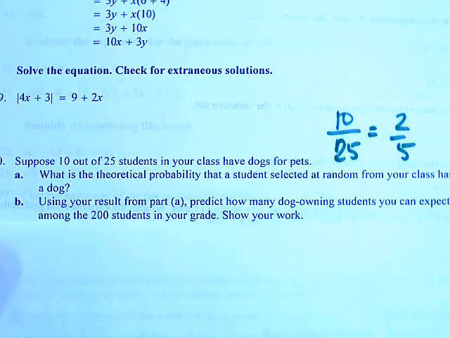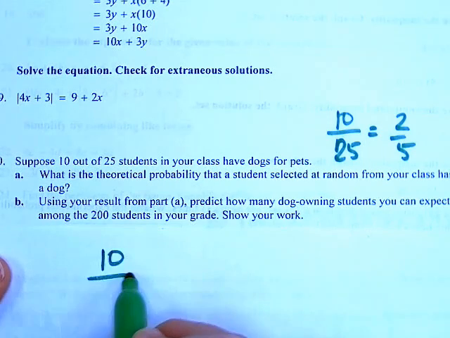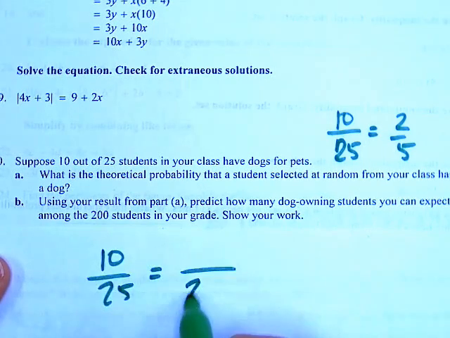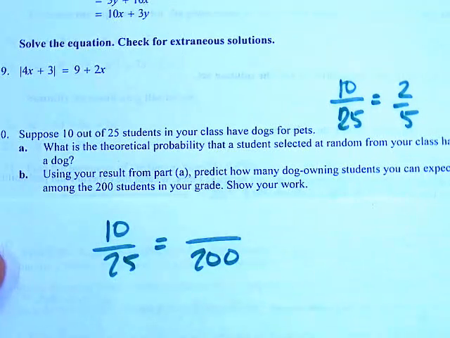Using your results, predict how many dog-owning students you can expect in a group of 200. So 10 out of 25 is equal to how many out of 200? You need to solve that proportion any way you want. You may look at this and you may say, oh, I see easily that 25 times, what is it, Braden?